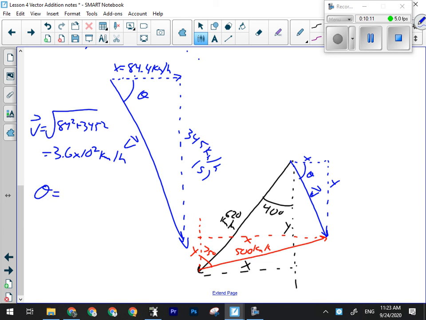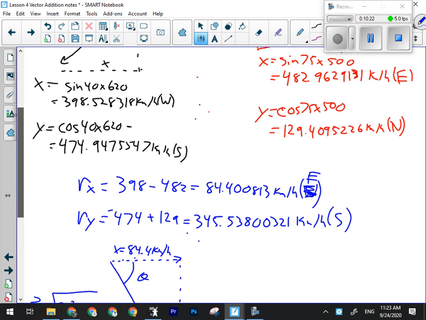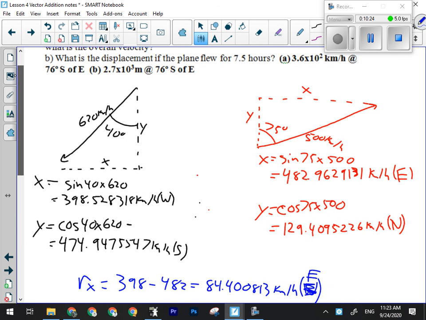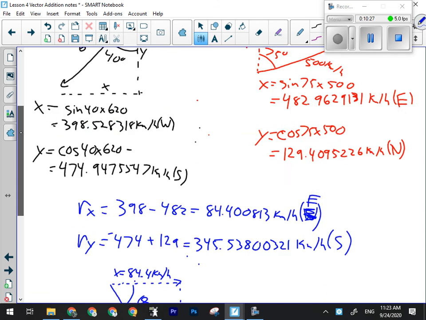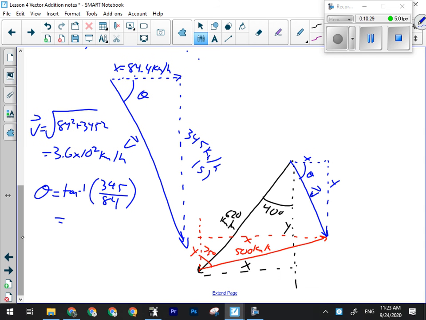Okay, so my vector is right there. The 345 is opposite, so I'll have tan to the minus 1 of the 345 over the 84. And when I do that, I think it's 76 degrees, right? South of east. So my final answer is 3.6 times 10 to the 2 kilometers per hour at 76 degrees south of east. That would agree with my diagram, but I arrived at it mathematically instead of visually.